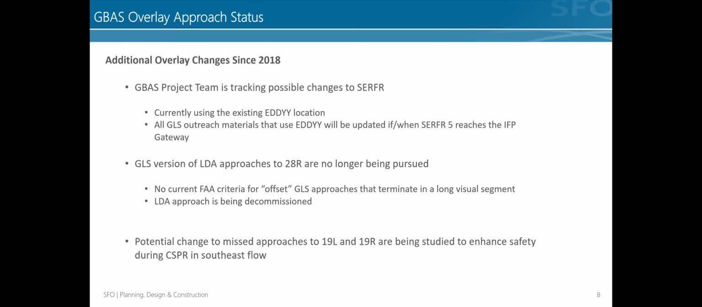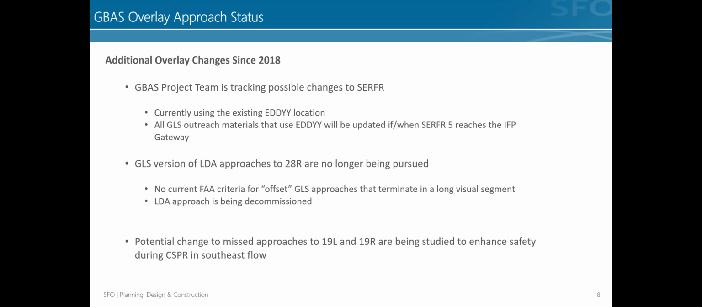But the reason why I'm not going to explain too much about it is because the precision runway monitoring system has been disassembled at the airport, and the LDA that was going to be the basis for this particular approach has been decommissioned. An additional challenge we discovered is that the FAA was not prepared at this time to develop GLS approaches for such an extreme offset from the runways.